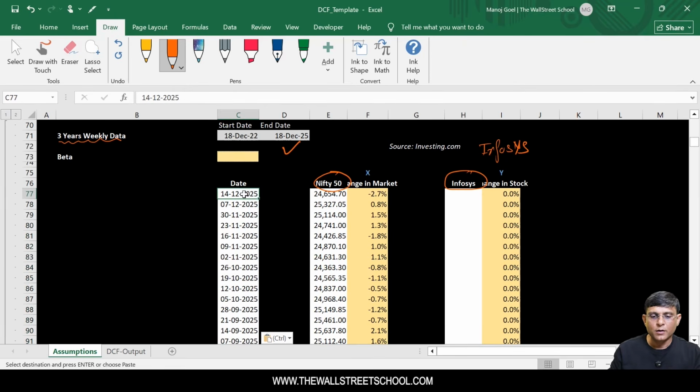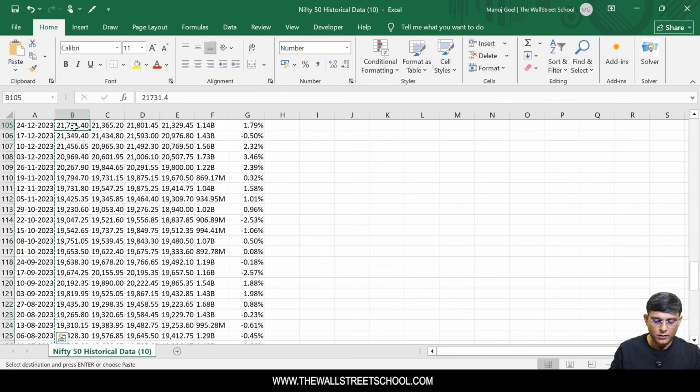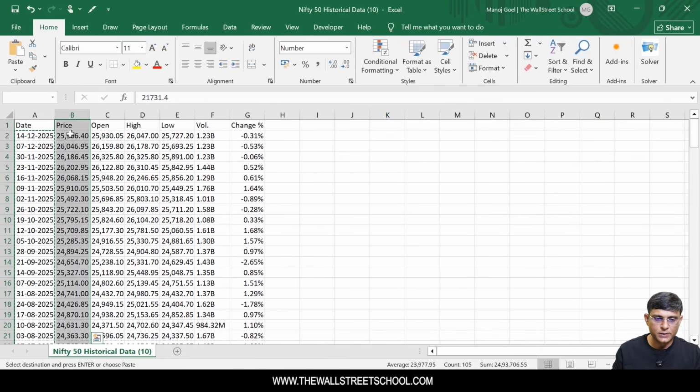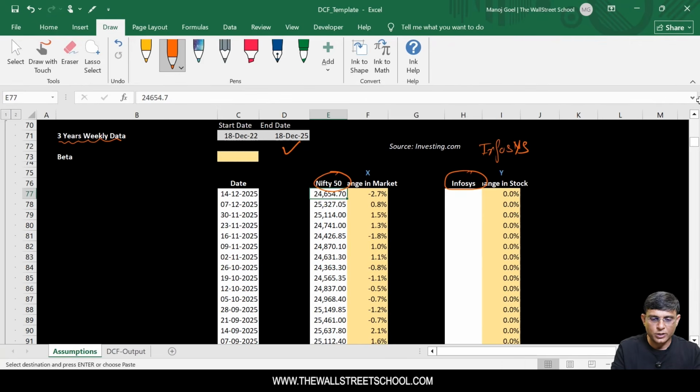Okay. Now I'll put in my index's price. This is column B. Just select, Control C and Control V. I got my market change.